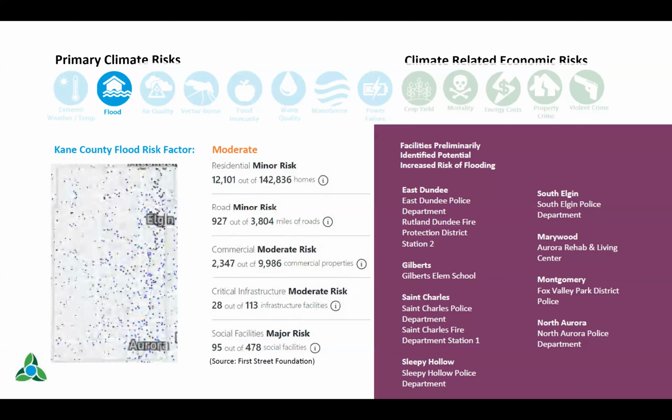We also did a high-level overview of some of the critical facilities in the community, just flagging those which may be at risk for flooding. This is a high-level overview, so we did not do a detailed site assessment for each of the buildings, but instead looked at critical facilities across the entire county to try to flag those that are potentially in an area that may cause some concern.